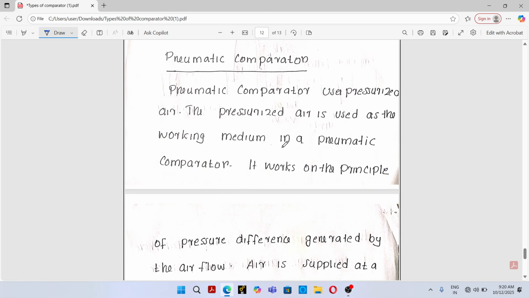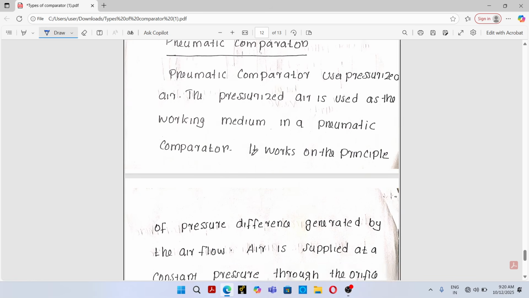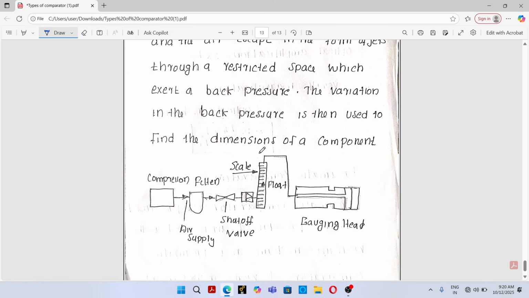And the last one is the pneumatic comparator. See, in a pneumatic comparator, pressurized air is used for checking the dimension of the workpiece, and the change in back pressure is used for checking the geometrical changes in a workpiece, the inside characteristic of a workpiece. Commonly, pneumatic comparators are used for checking holes surfaces.